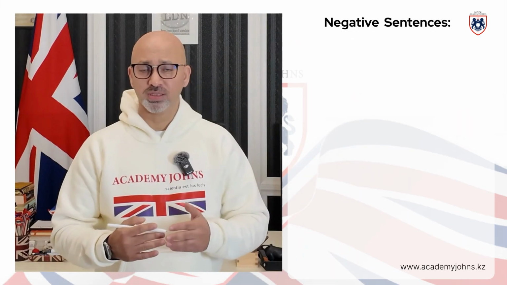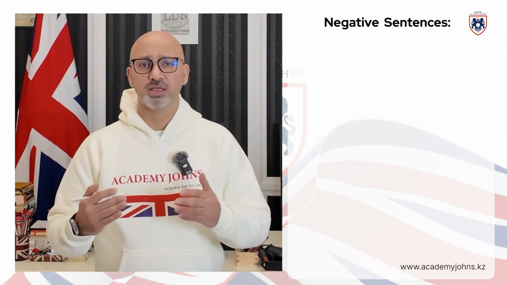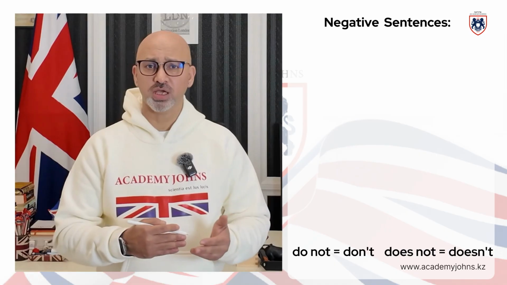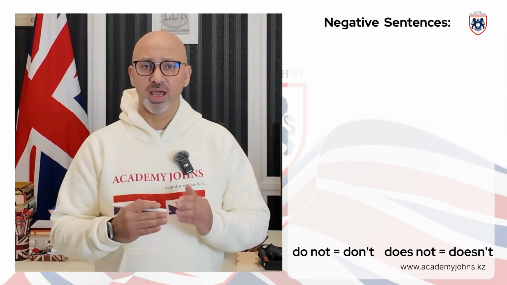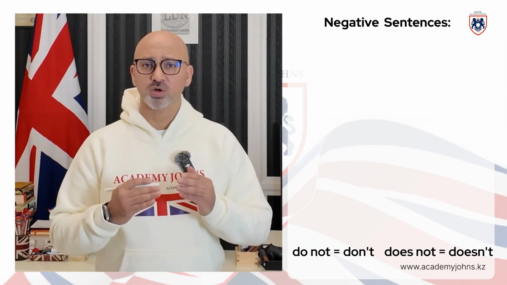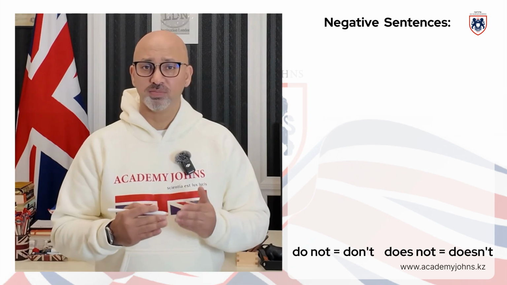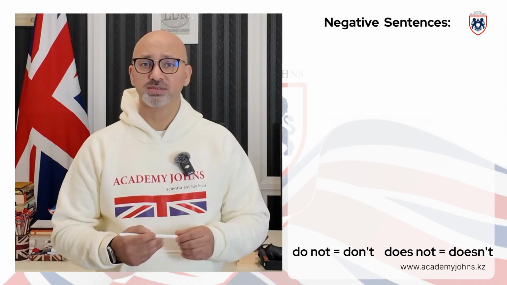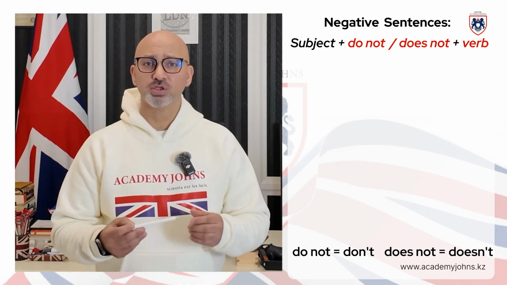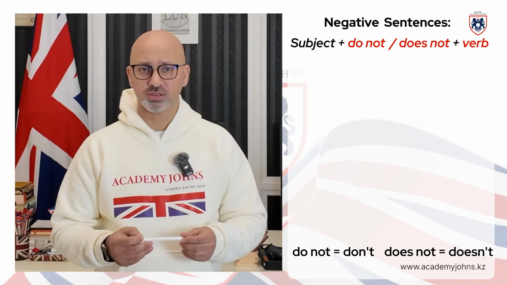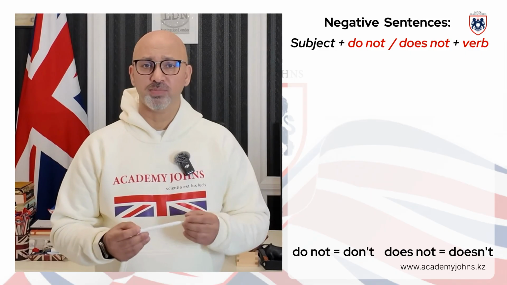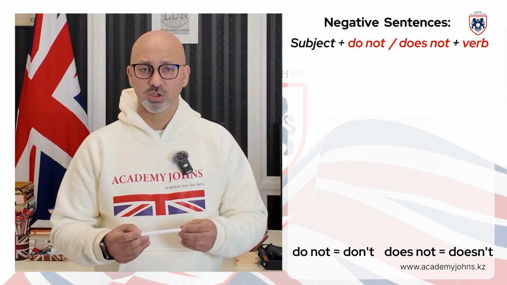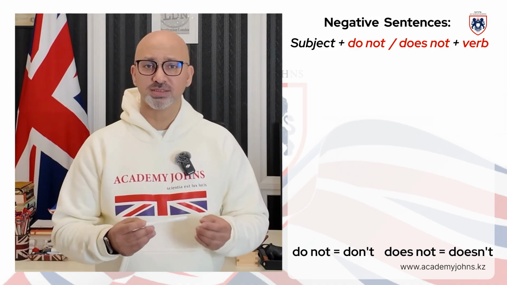We're now forming negative sentences by adding do not or does not to the verb. Do and does act as auxiliary verbs, adding a negative meaning without being translated. The structure of a negative sentence: start with the subject, then use do not or does not, followed by the verb. This pattern is crucial for constructing sentences.